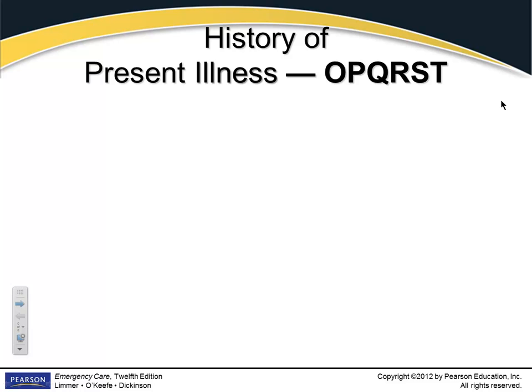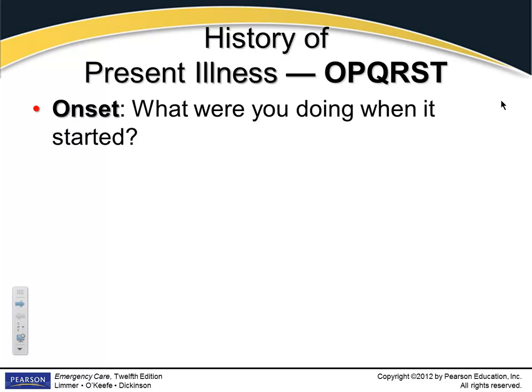Okay, OPQRST is your history of present illness. O is onset. What were you doing when it started? Well, I've got chest pain. What were you doing when your chest pain started? I was mowing the lawn. Now, we'll find out that that's significant. Doing some physical exercise when chest pain starts versus laying up in the easy chair with your feet up having chest pain. That's going to lead you to a couple different things.